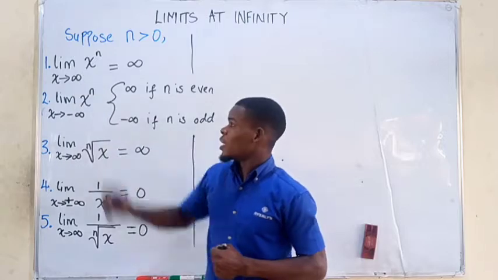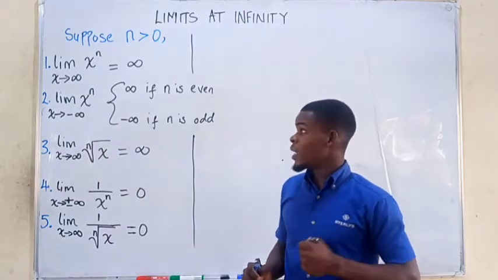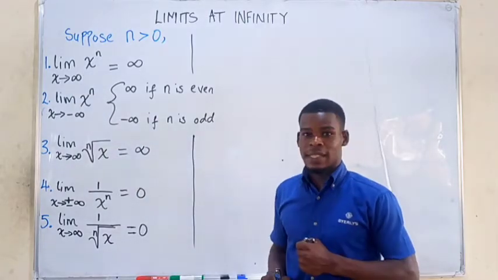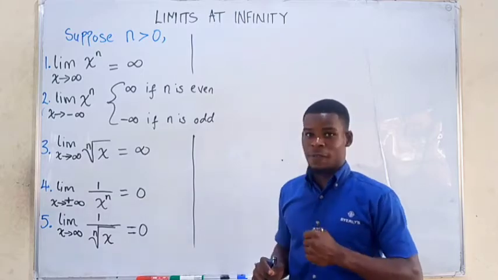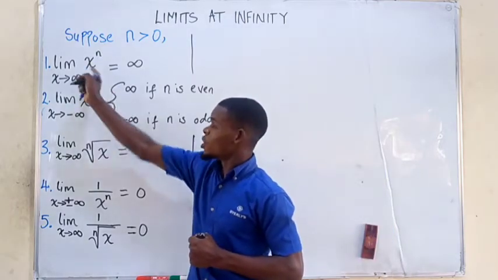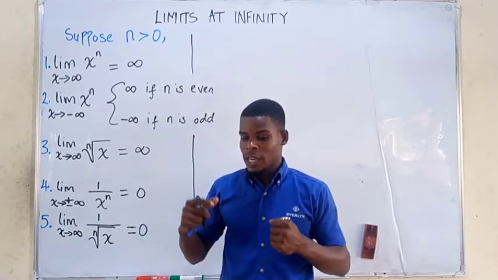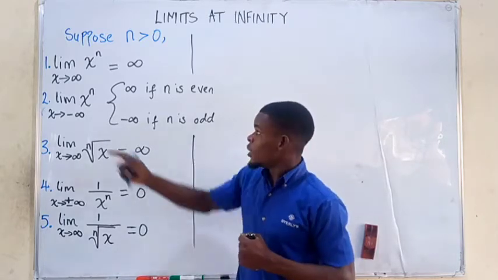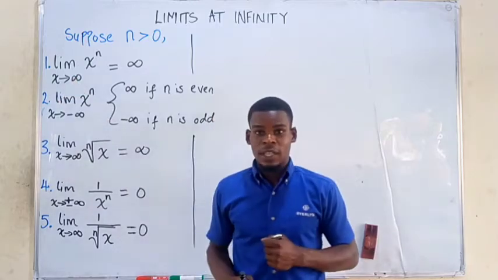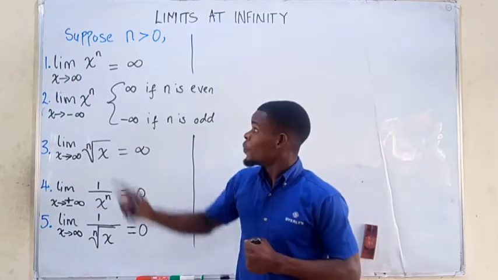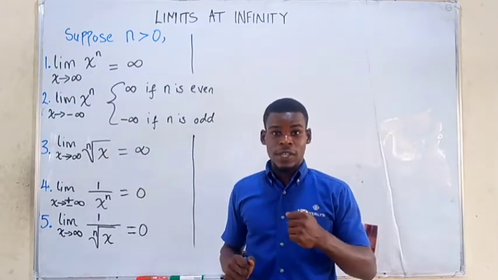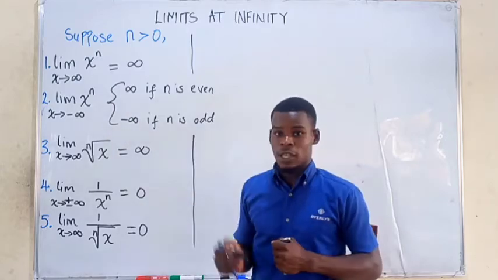Now the first one is that the limit of x to some power n, as x approaches infinity, is infinity. This first example is a power function. You say x raised to any power, where the power is bigger than 0, that as x approaches infinity, as x increases without bound, the result of the limit also increases without bound. That is, it's also equal to infinity.